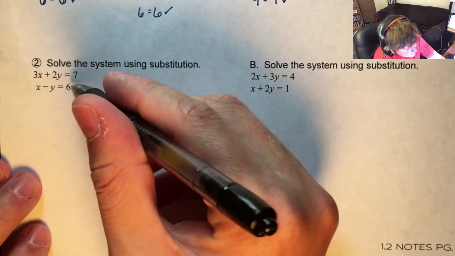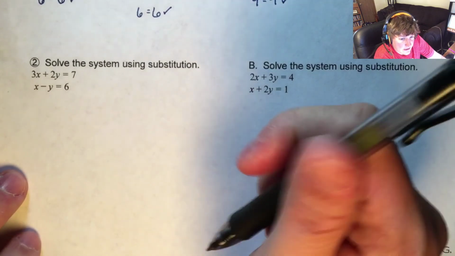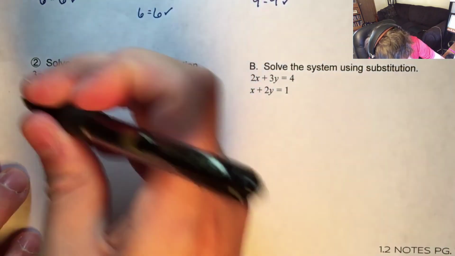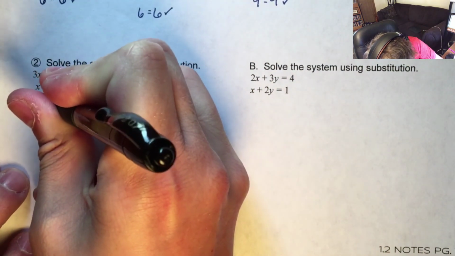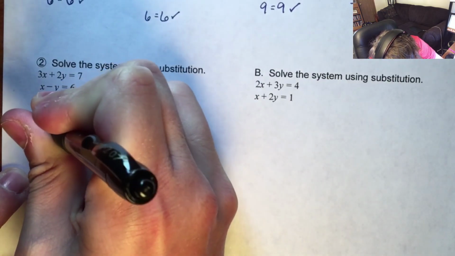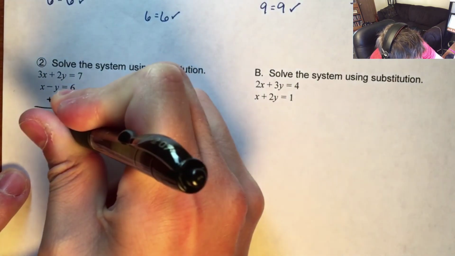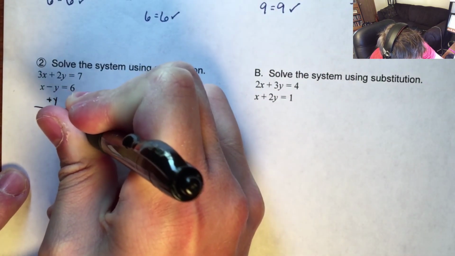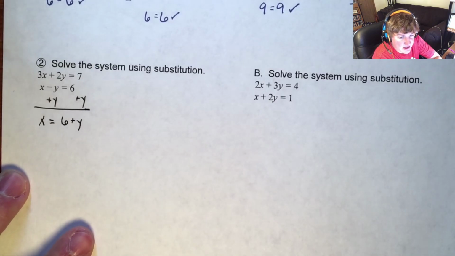So I am going to pick the bottom equation. And I'm going to pick the x variable. So how do I get the x variable by itself? I'm going to add y to each side of the equation. And I'm going to get x is equal to 6 plus y. Okay, so now I know what x is equal to.